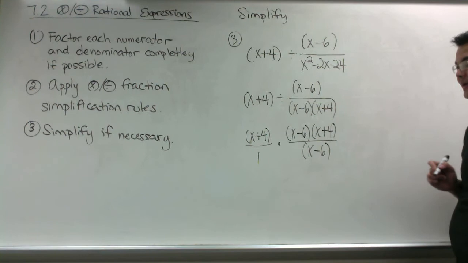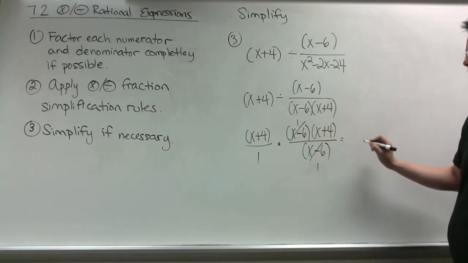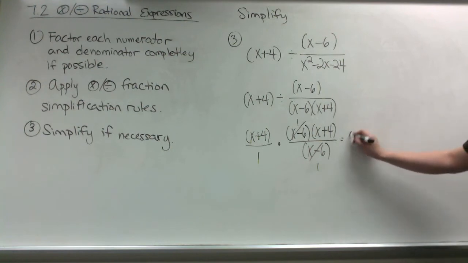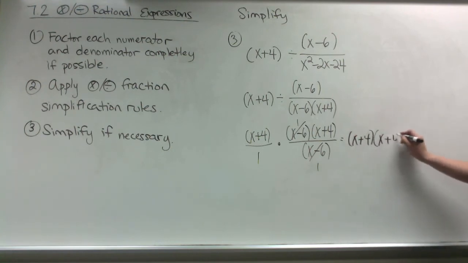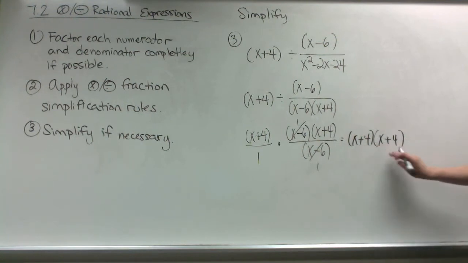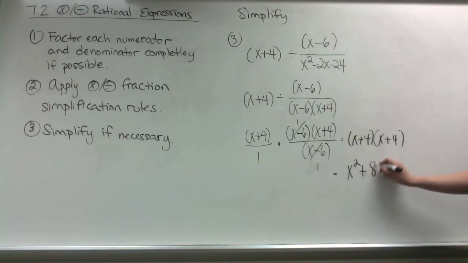Now we're going to simplify where we can. The x minus 6 can divide out, and now we're going to multiply everything across. I'm left with x plus 4 times x plus 4. Now I'm going to multiply the two binomials to simplify, and I'll get x squared plus 8x plus 16.